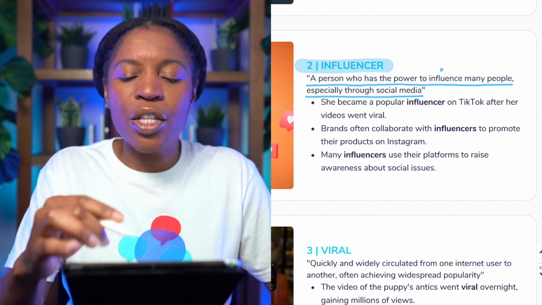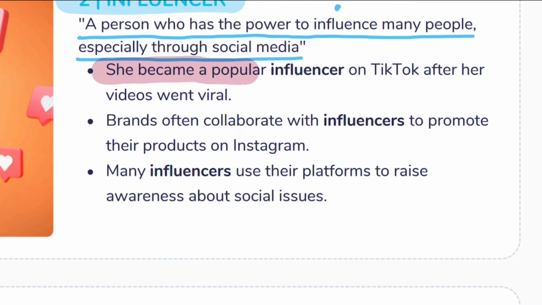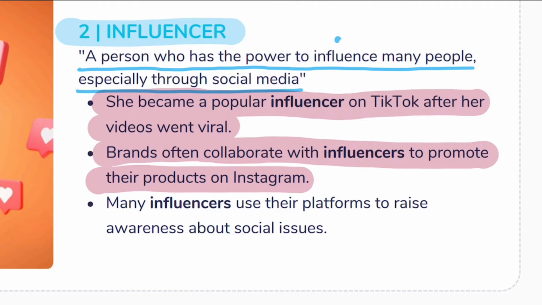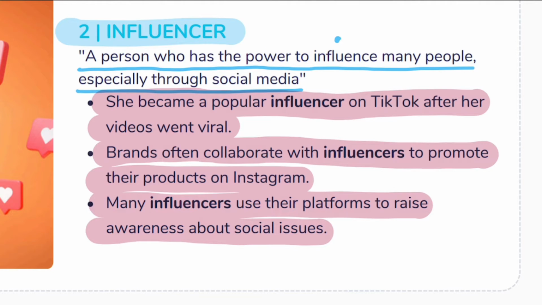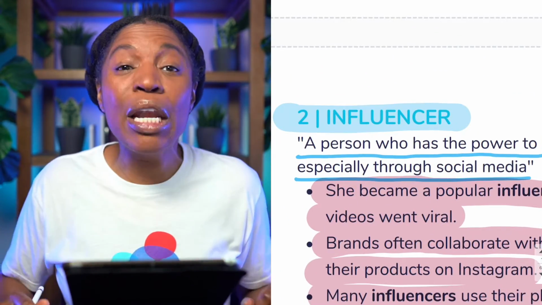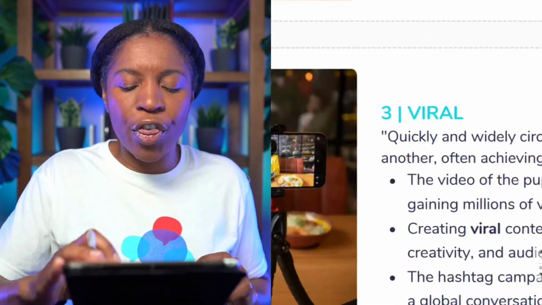All right. So here is the first example sentence. She became a popular influencer on TikTok after her videos went viral. Next, brands often collaborate with influencers to promote their products on Instagram. And finally, many influencers use their platforms to raise awareness about social issues. So, once again, our second term is influencer. Excellent. Very good. All right. Now we're going to move to our third term.